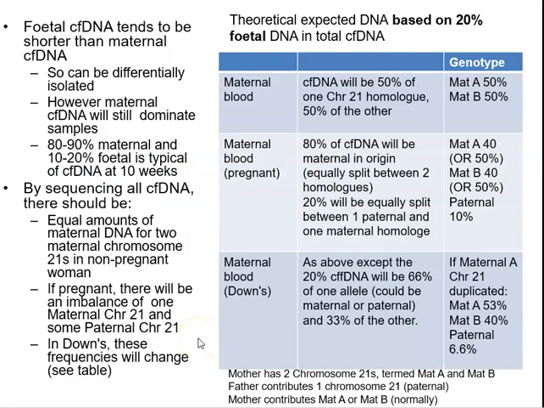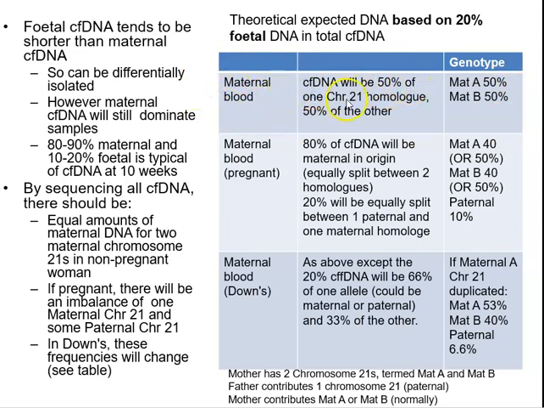Okay, this slide is really quite complicated, and if you don't follow it, probably don't worry too much. But it explains the theoretical levels of DNA when doing one of these non-invasive prenatal tests, the blood tests, looking at chromosome 21 for Down syndrome. So let's take the scenario where we've got maternal blood, non-pregnant.